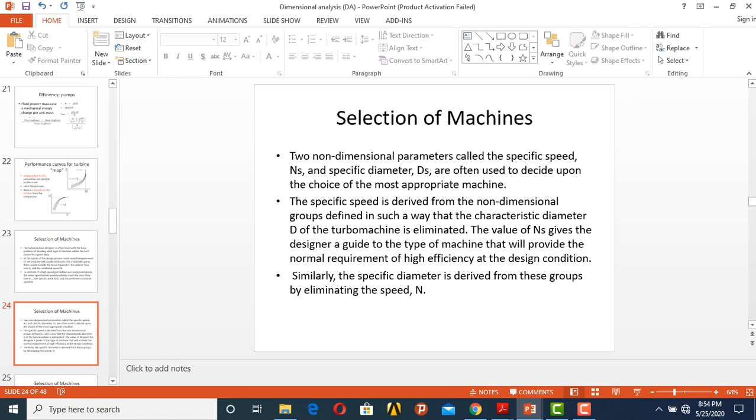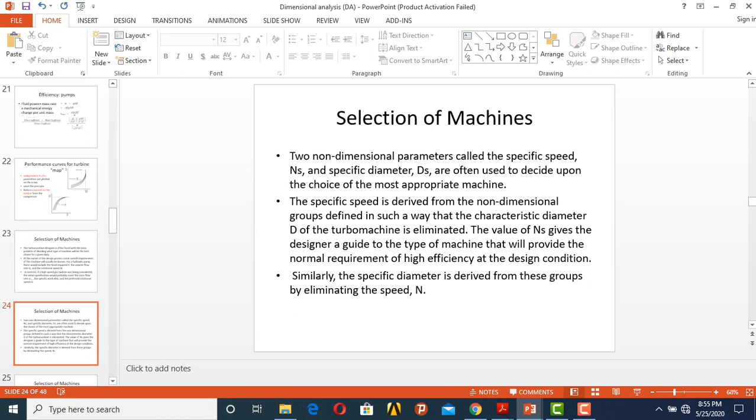It's the specific speed, and it is called specific because when you come up with it, it will help you to select the right machine for that duty. It's defined in such a way that the characteristic diameter of a turbomachine is eliminated. The value of Ns gives the designer a guide to the type of machine that will provide the normal requirement of high efficiency at the design condition.